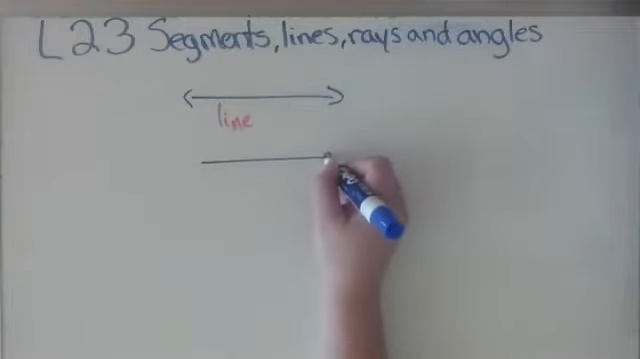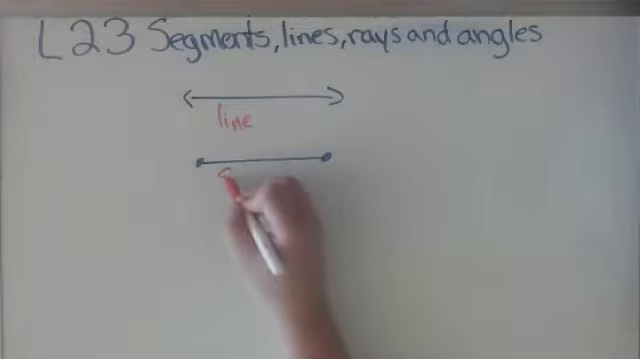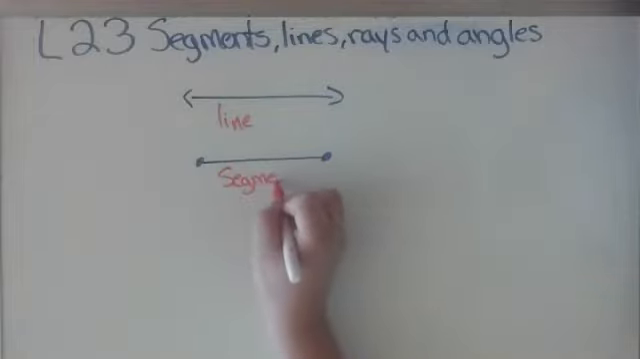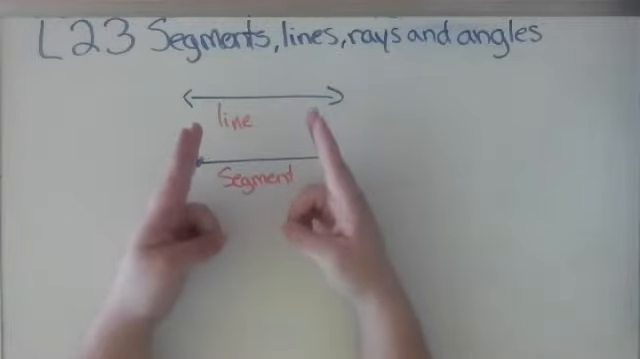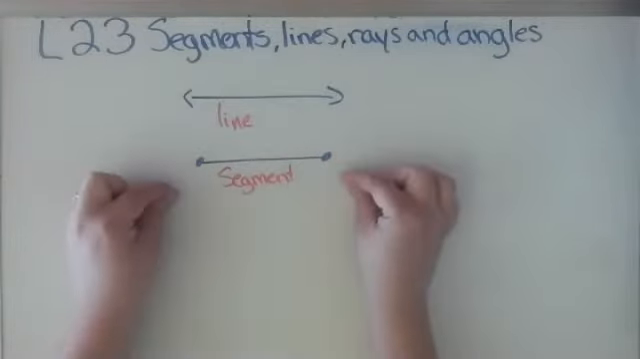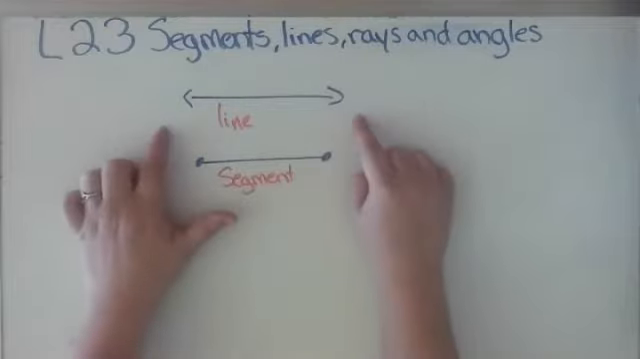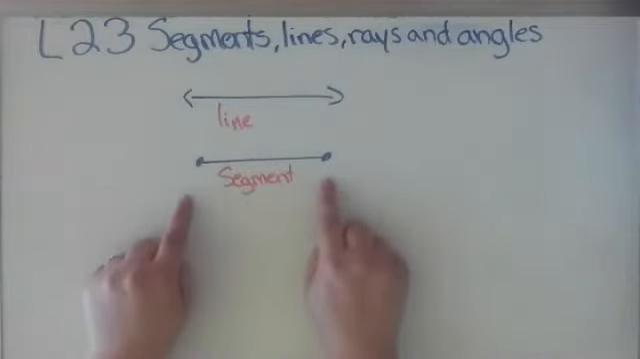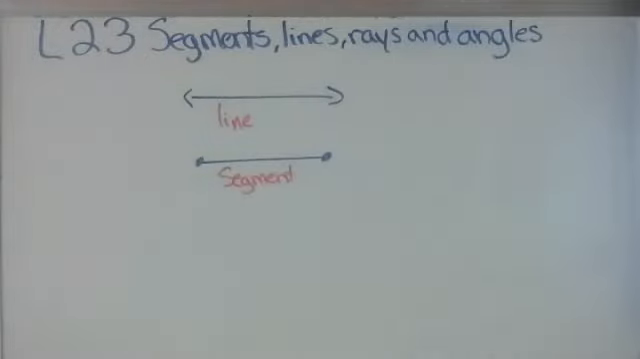This is a segment. A segment is a line that has been cut at both ends. It is a piece of a line. So if you imagine it is a line and we've taken a piece of this line, cut both ends, and taken it out of the line, this is now a segment, a piece of the line. That's why it has the dots on both ends, because they stop, unlike the line that keeps going.